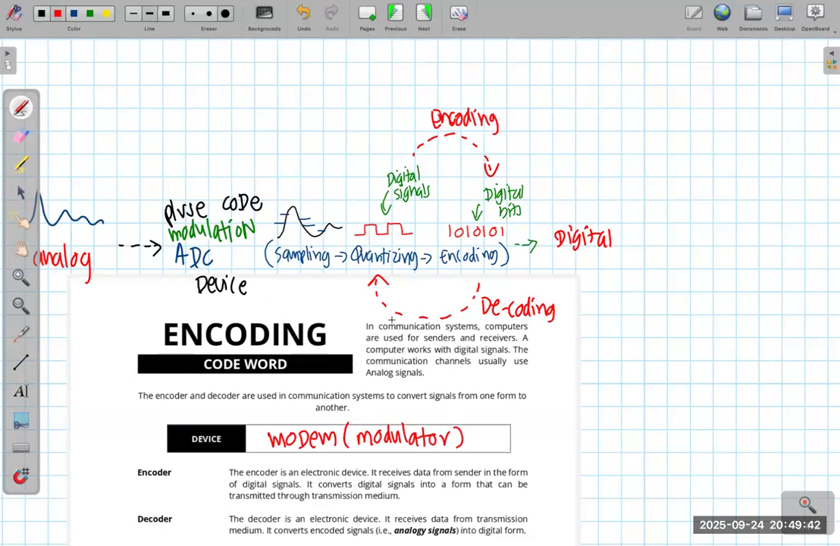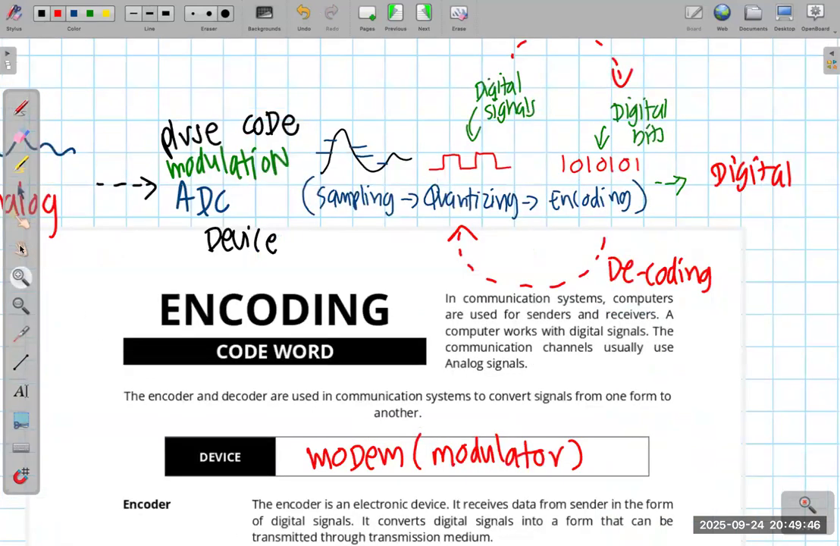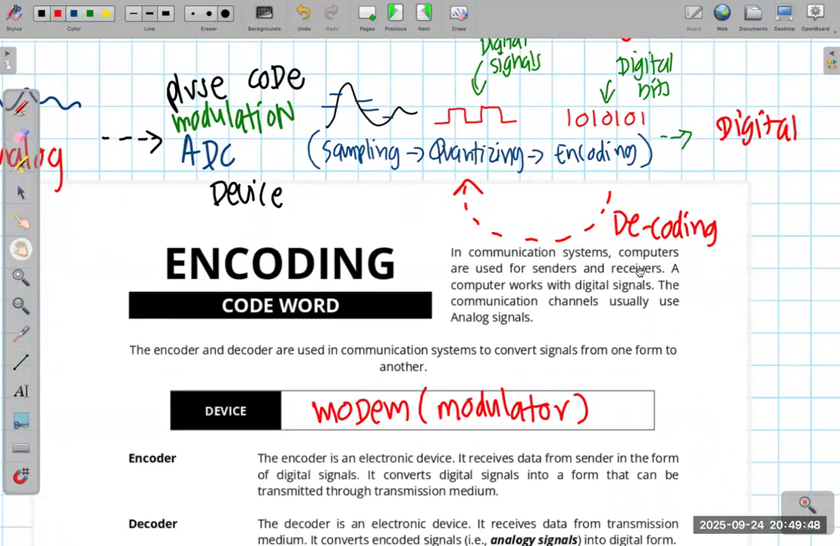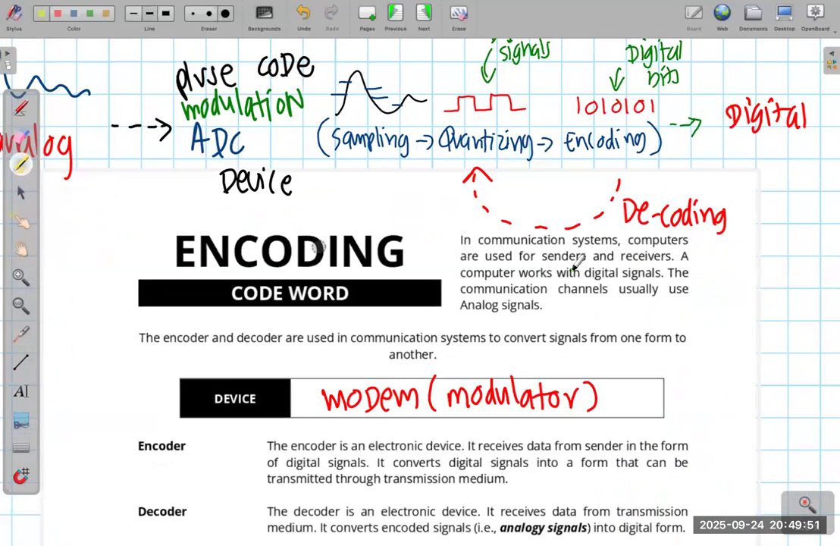In communication, computers are used as senders and receivers. A computer works with digital signals. Communication channels usually work with analog signals. So it uses both digital and analog. The encoder and decoder are used in communication to convert the signal from one form to another form.